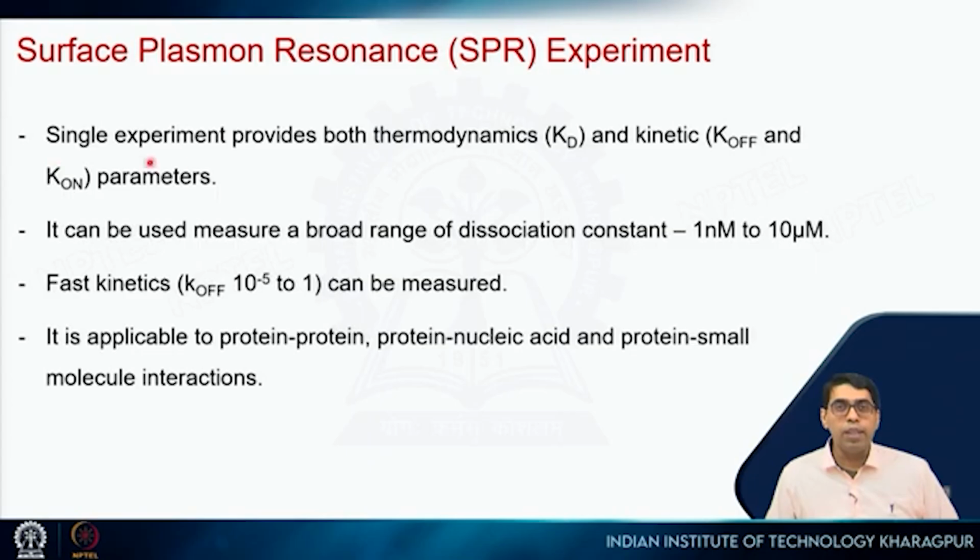Okay. So this is a single experiment which provides both thermodynamics, which is KD, and kinetics, which is off and on rate parameters, right? It can be used to measure a broad range of dissociation constants starting from 1 nanomolar to 10 micromolar. It can be used to measure very fast kinetics, right? From 10 to the minus 5 per second to 1 per second. It is applicable to protein-protein interactions, protein nucleic acid interactions as well as protein small molecule interactions. So, this is a very versatile technique just like ITC.